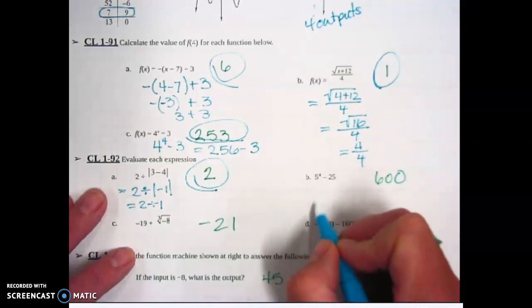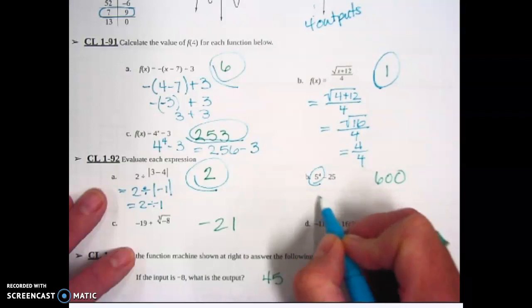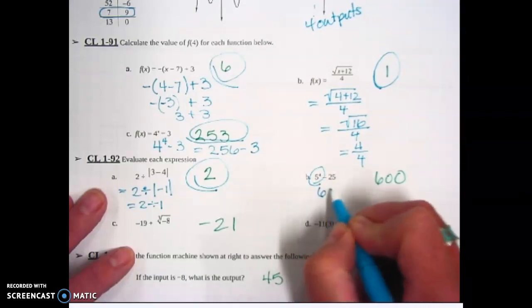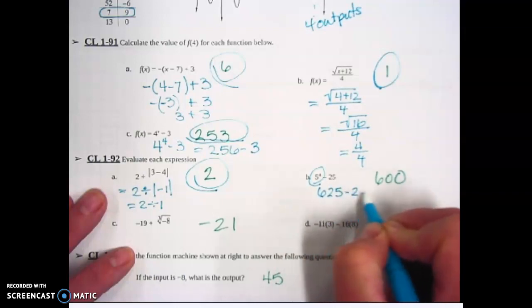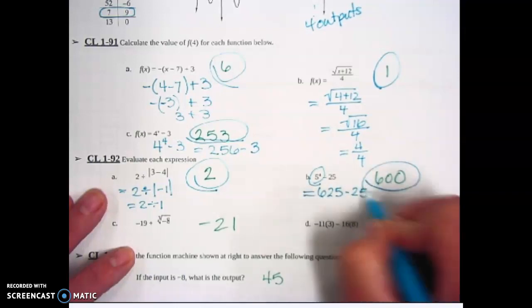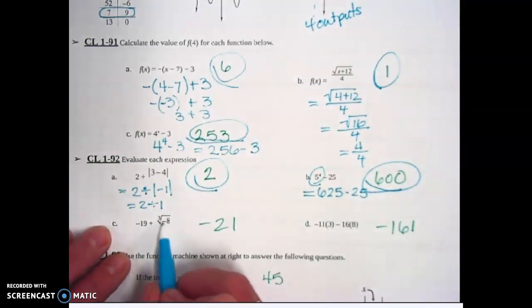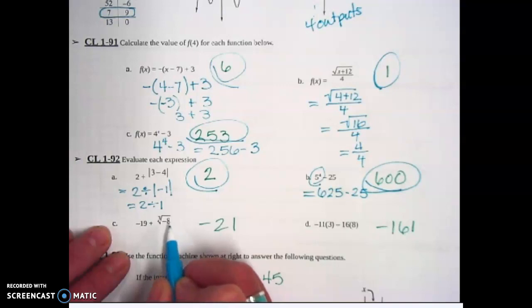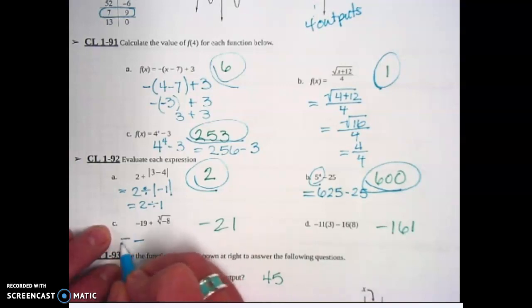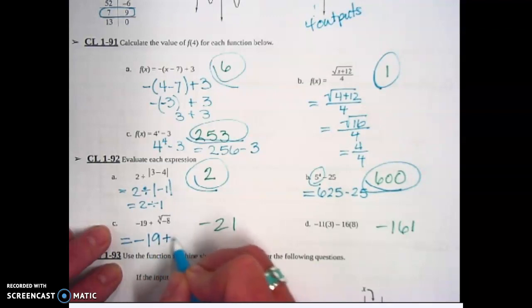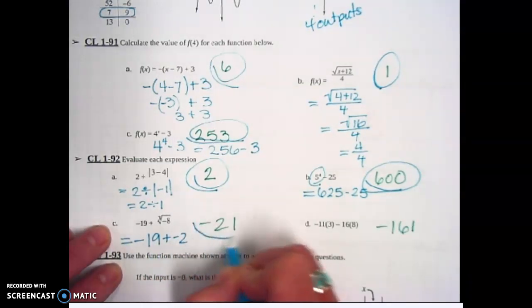Part B, we have 5 to the 4th power. So you want to do the exponent first. So 5 to the 4th power, if you punch that in your calculator, you're going to get 625. You're going to subtract the 25, and you should get 600. All right. Part C, we're going to take the third root of negative 8. And because negative 2 times negative 2 times negative 2 is negative 8, this simplifies to negative 19 plus negative 2, which is negative 21.